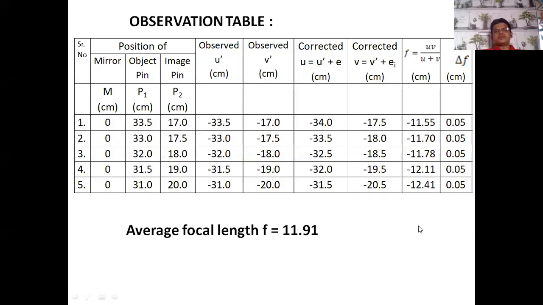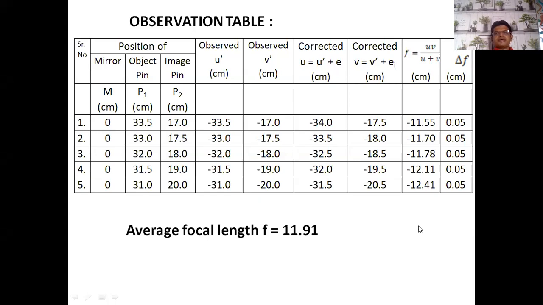Now after the video, again we are showing a table. As per the practical, we show the mirror at position 0 because we directly put it on the 0 side, so no problem. After that we set the object and image. Now both pins come in a straight line. At that time we remove the parallax, and on that basis we found the object pin distance 33.5 and the image pin is just 17. So we want only 3 values.